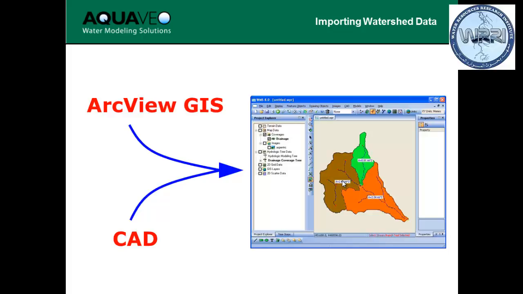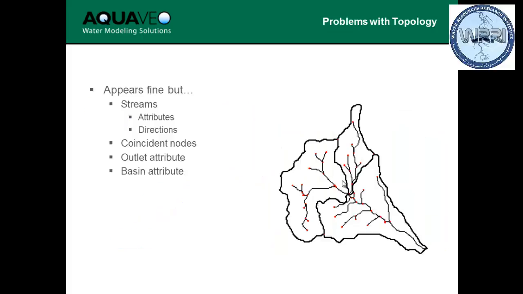When I import watershed data from ArcGIS or from CAD files, sometimes things might not be connected correctly. So this might look fine. This might look like I have 3 watersheds here and all my streams are in the right location and all that. But one problem I have is that maybe the streams are not in the correct direction. Maybe the streams weren't created from downstream to upstream. And also maybe my streams and outlet points, and my basin boundaries are not all connected together. So I need to fix those things.